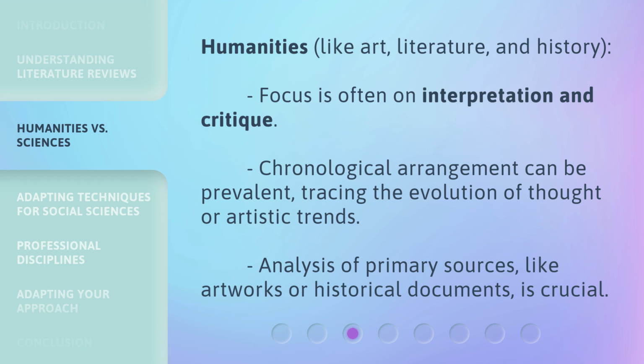Humanities, like art, literature, and history, often focus on interpretation and critique. Chronological arrangement can be prevalent, tracing the evolution of thought or artistic trends. Analysis of primary sources, like artworks or historical documents, is crucial.